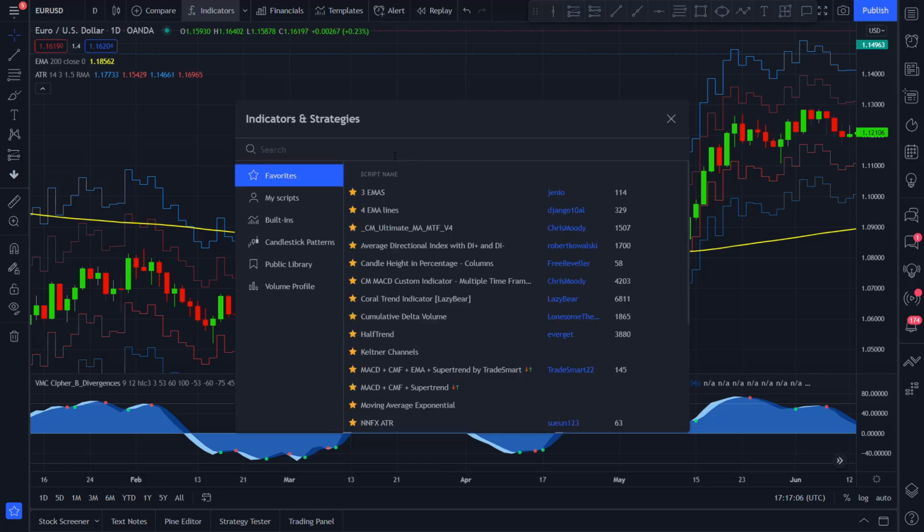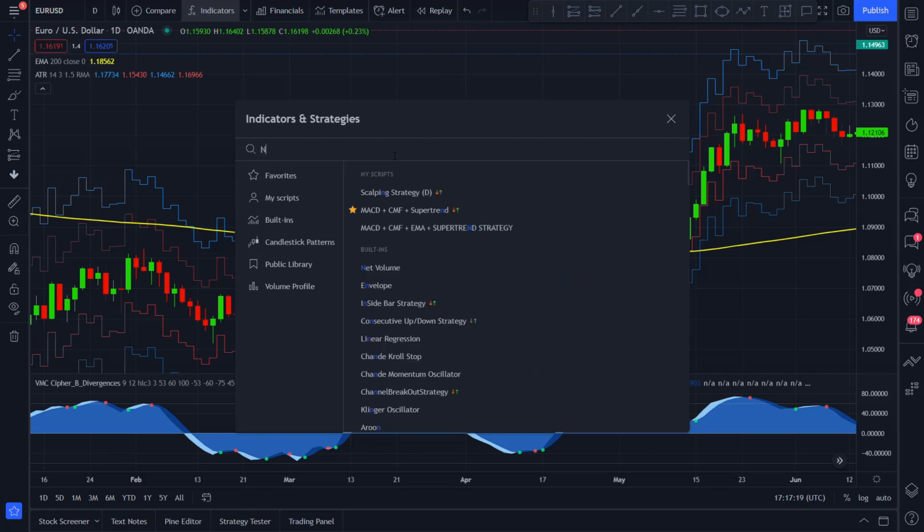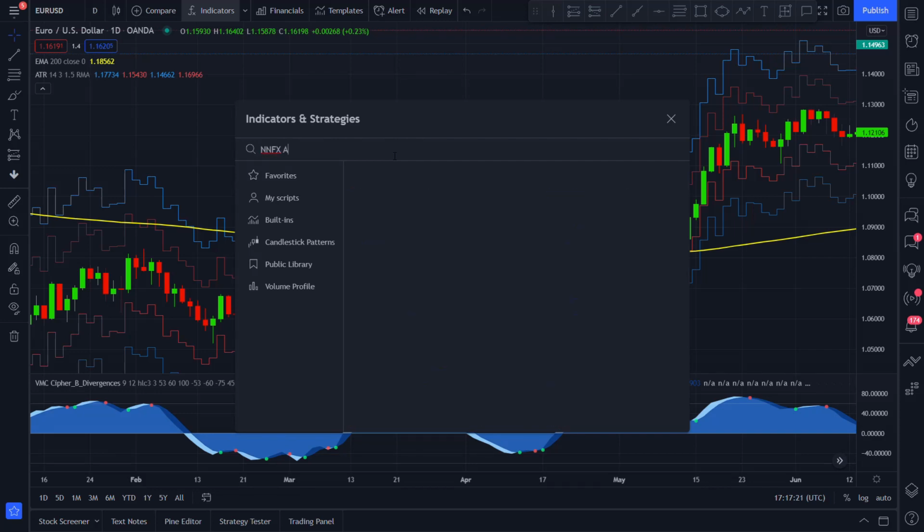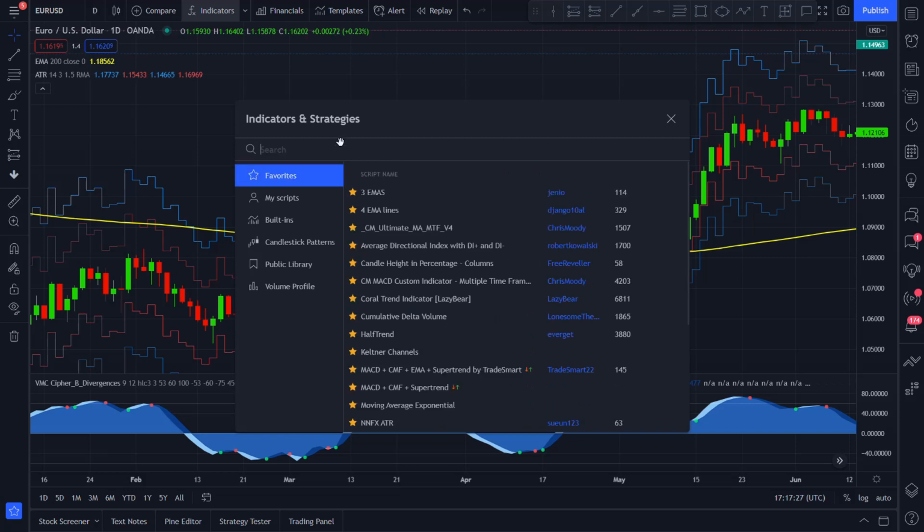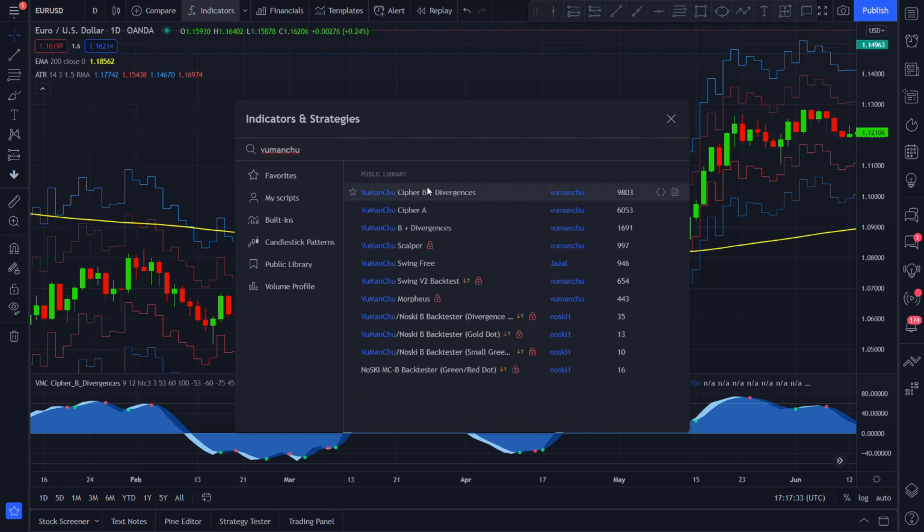After that, you will need the no-nonsense Forex ATR indicator, which is going to be an indicator for our stop loss and take profit placements. So type in NNFX ATR, and it's going to be this one. And the third and the last one is going to be the Wecome, this one.